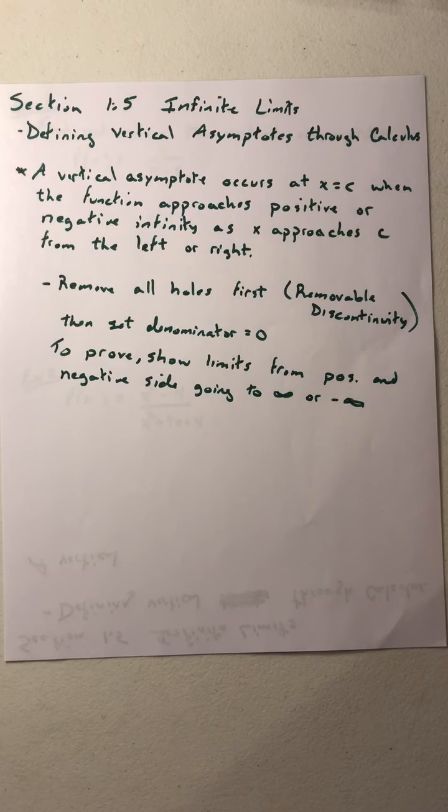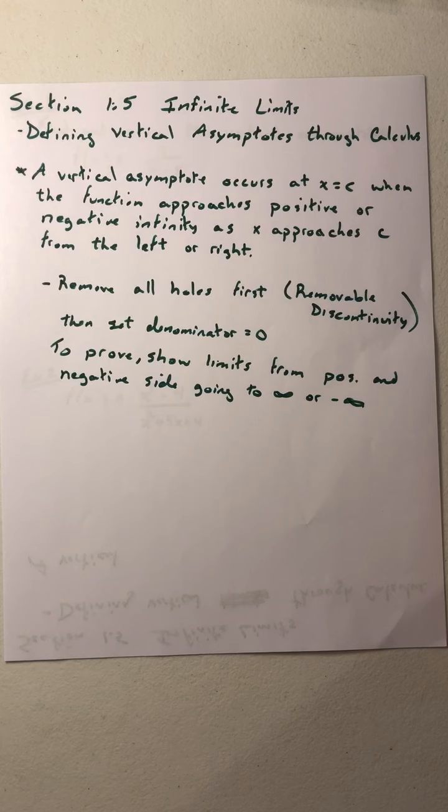Welcome back. Section 1.5, infinite limits. So what we're going to look at today is taking a limit and ending up with an infinity or a negative infinity as our answer. And it's going to allow us to define a vertical asymptote through the eyes of calculus and give you a more precise justification for a vertical asymptote occurring.